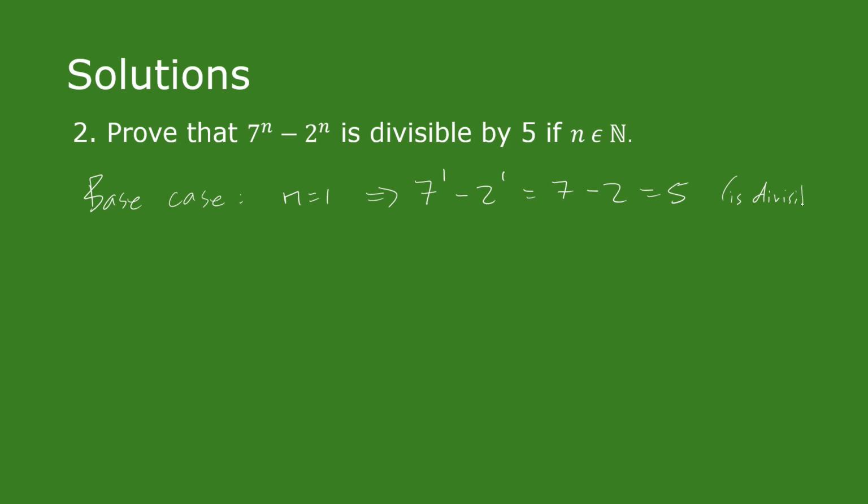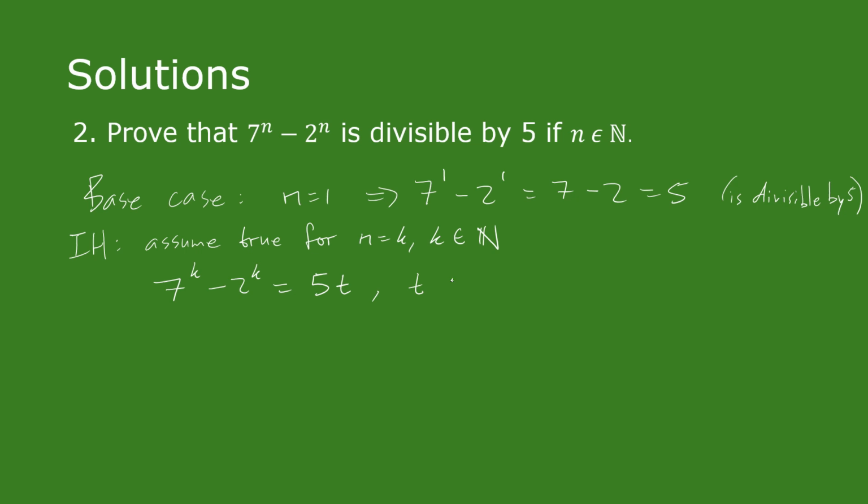So that was quite trivial. So 5 divides 5. Now we need to do the induction hypothesis. So the induction hypothesis says assume true for n equal to k, where k is some natural number. So how do we write this? We're going to say 7 to the power k minus 2 to the power k is equal to 5t, where t is some natural number.